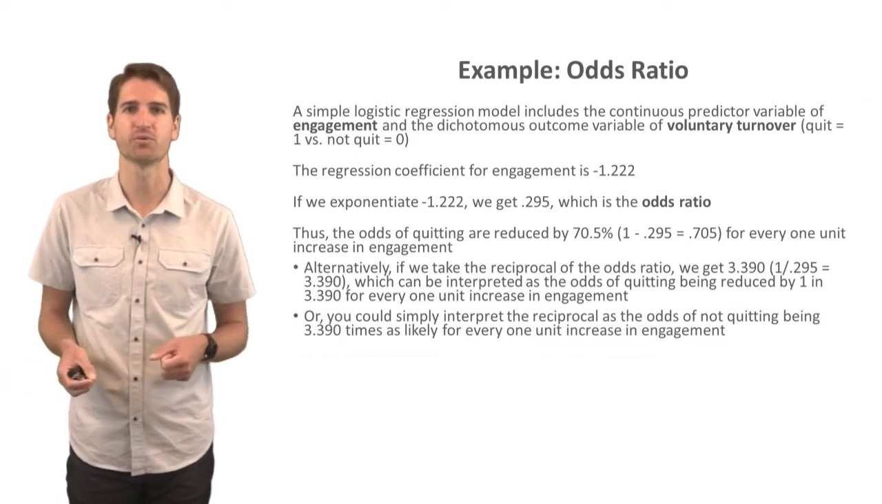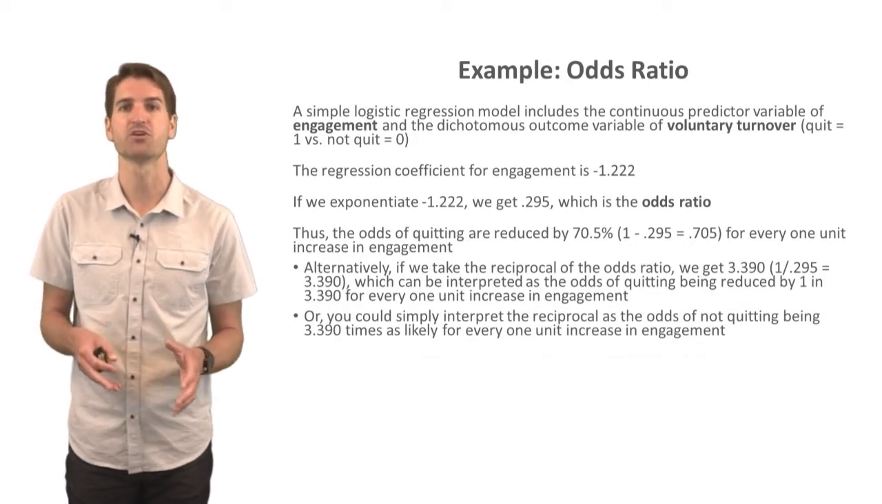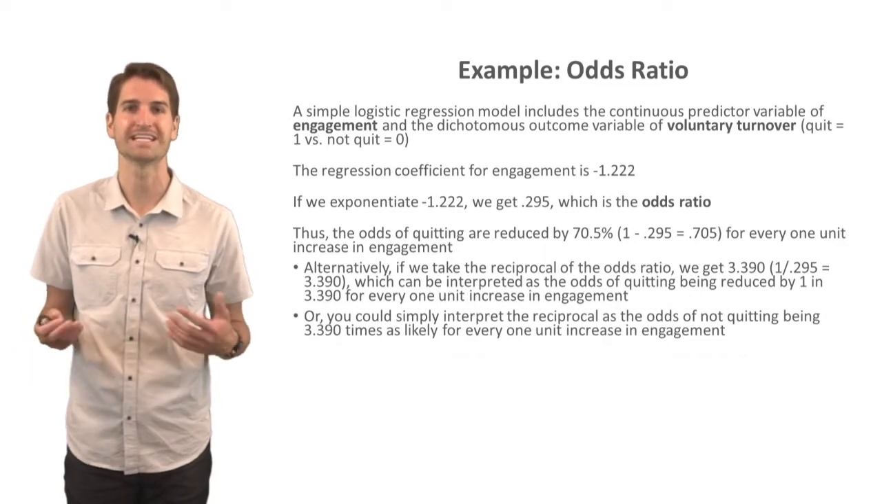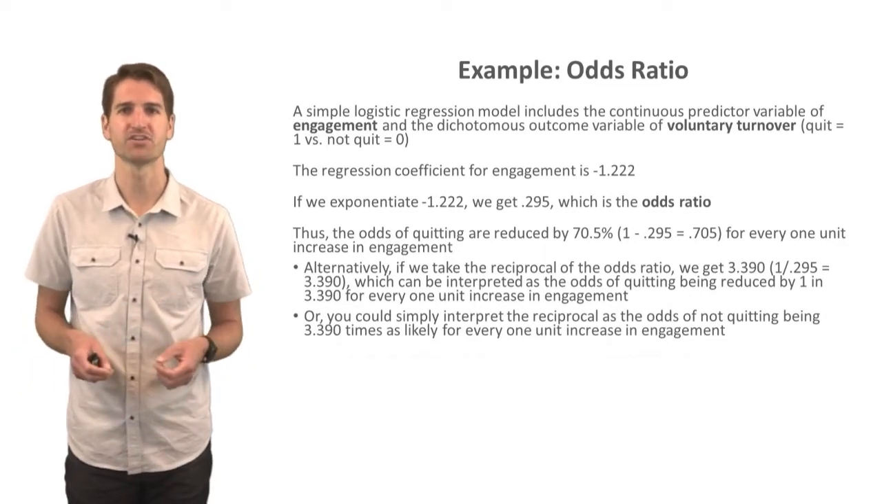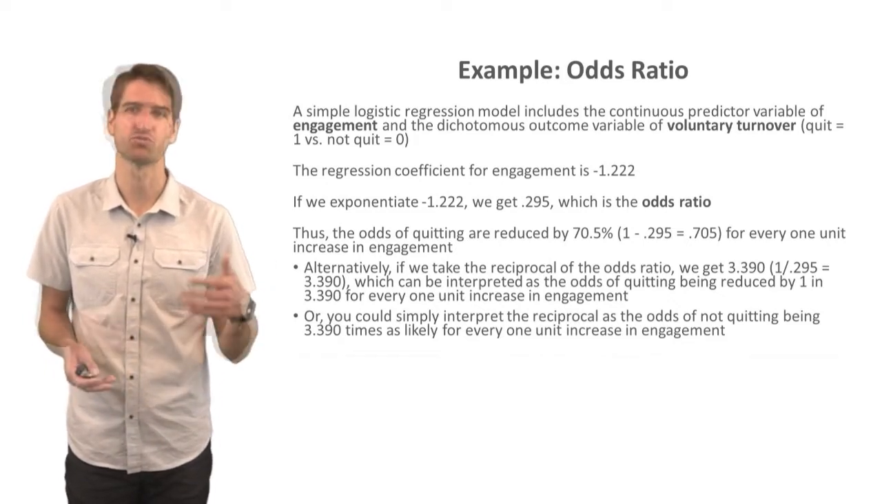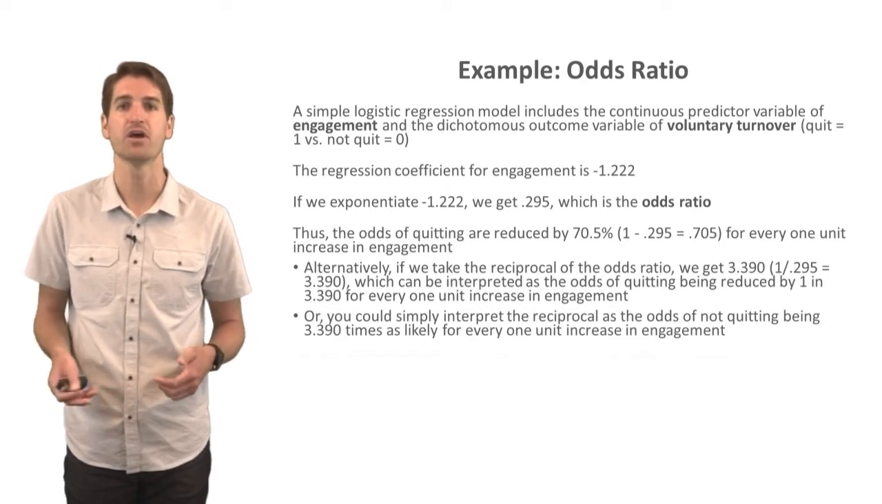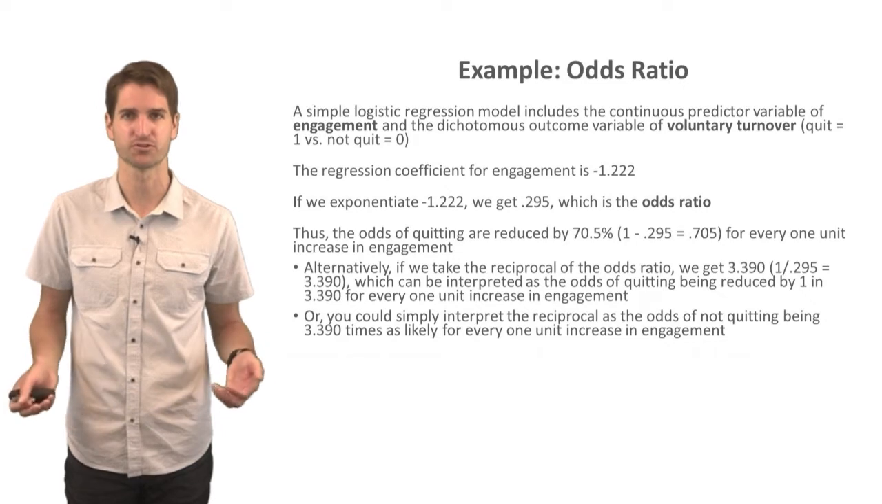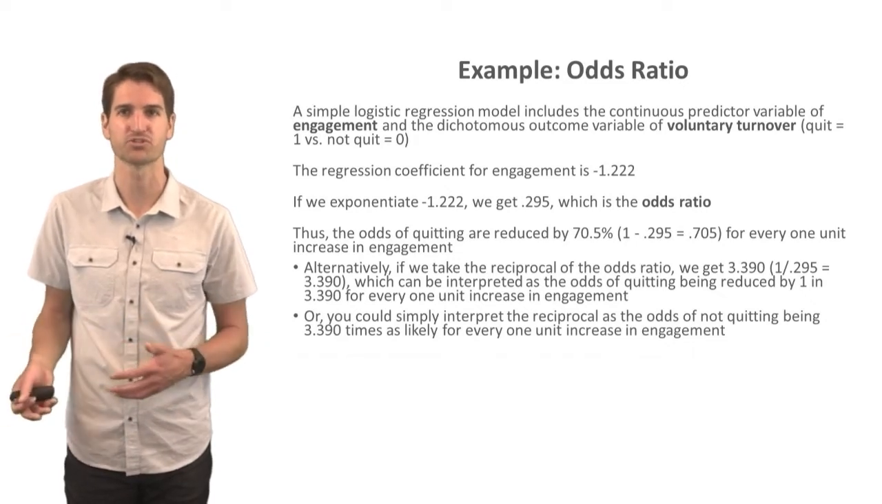Well, there are different ways that we can interpret it. We could interpret it as the odds of quitting being reduced by 70.5% for every 1 unit increase in engagement. So where did I get that 70.5% value? Well, if you take 1 minus the odds ratio, in this case 1 minus 0.295, we get 0.705. If you multiply that by 100, you get a percentage, which is 70.5%.